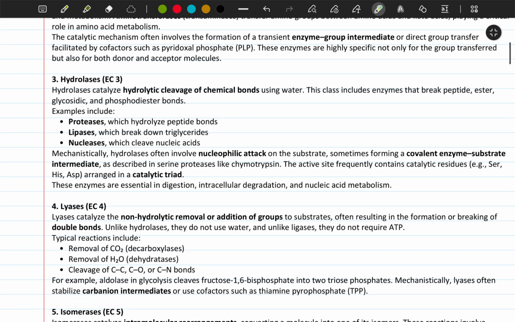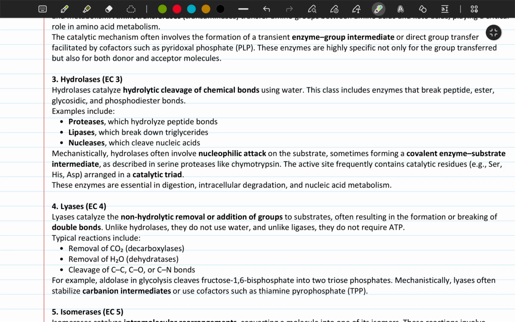Okay, and hydrolysis, EC3. They catalyze hydrolytic cleavage of chemical bonds using water. This class includes enzymes that break peptide, ester, glycosidic and phosphodiester bonds. Okay, these enzymes break quite a quantity of bonds: peptide bonds, ester bonds, glycosidic bonds, phosphodiester bonds.